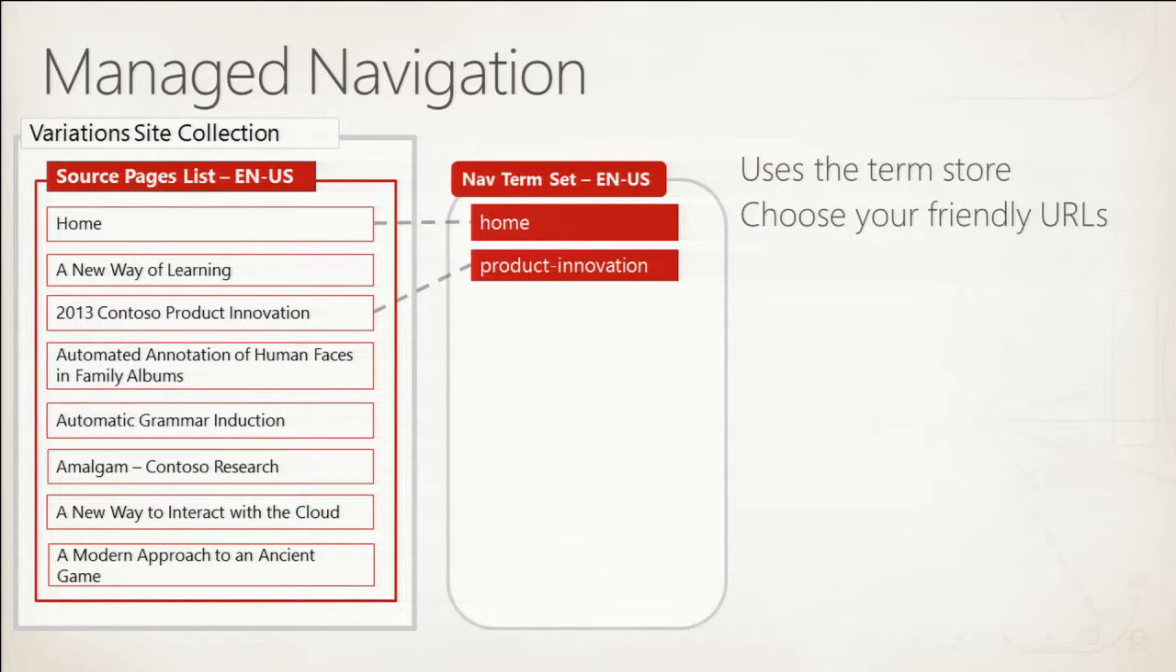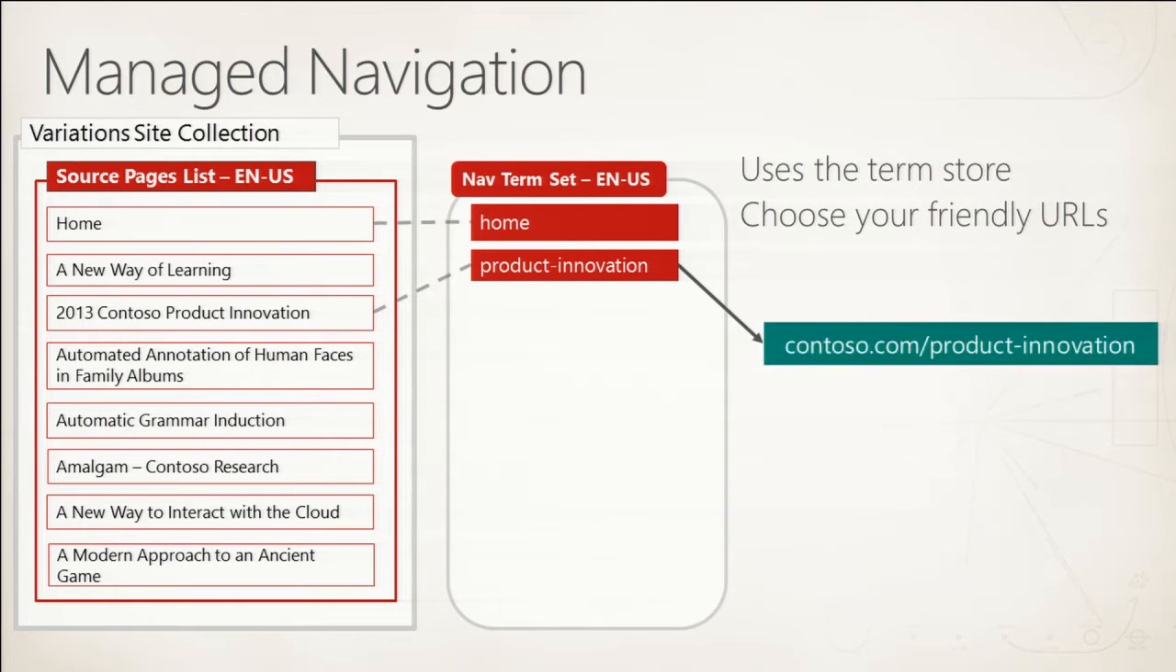So in the term store, you can change the friendly URL property to be something shorter that's easier to use. So we've changed it to product innovation. And so the URL for this page will be contoso.com/product innovation. So you can see that we don't have /pages, we don't have .aspx. Managed navigation gives you the ability to really control your URLs.